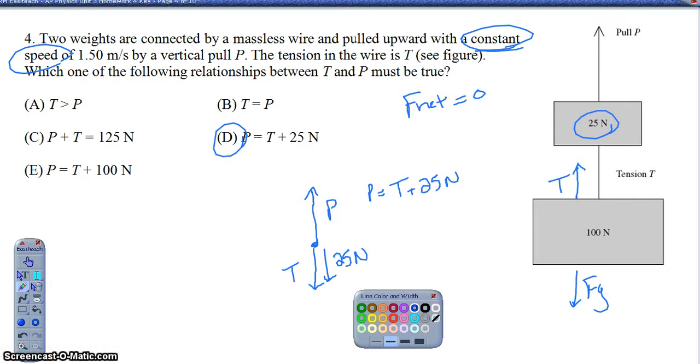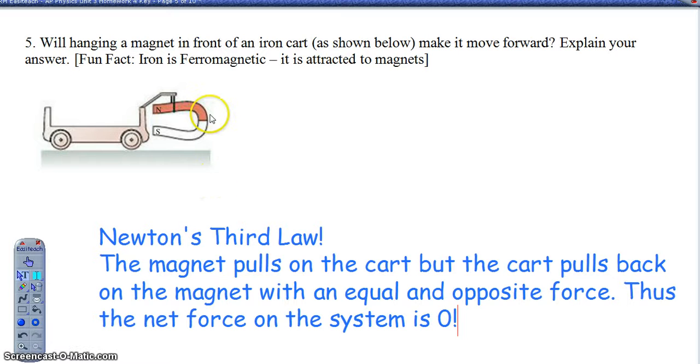Okay, so for question 5 here, rather than have you guys watch me struggle as I attempt to write this out, I went ahead and just typed it out. But will the hanging magnet in front of the car cause it to move forward? Well, the answer to that is no, right? Otherwise, why wouldn't we just do this, in some form or fashion, rather than using gasoline and whatnot? So the reason that it's a no is it's simply an extension of Newton's third law.